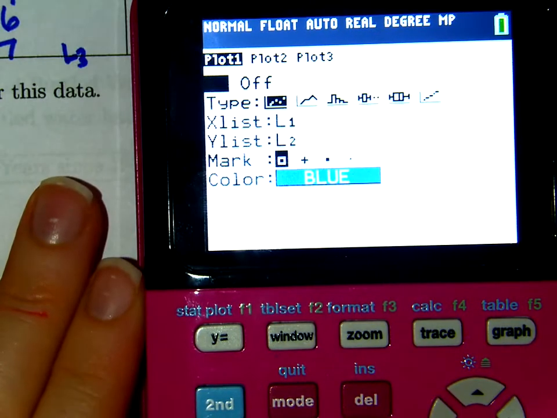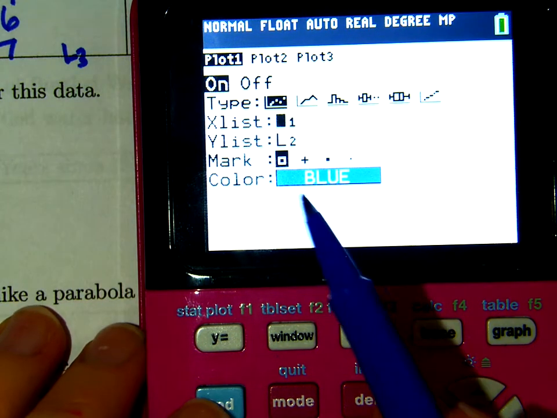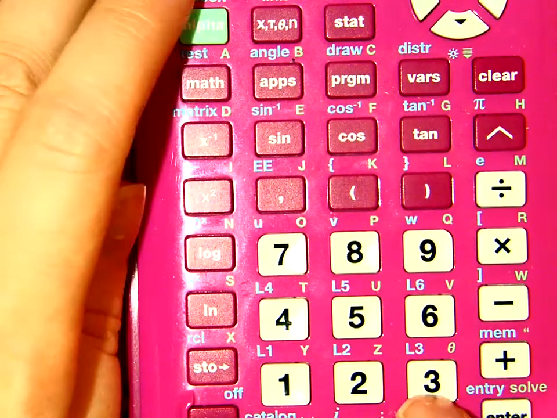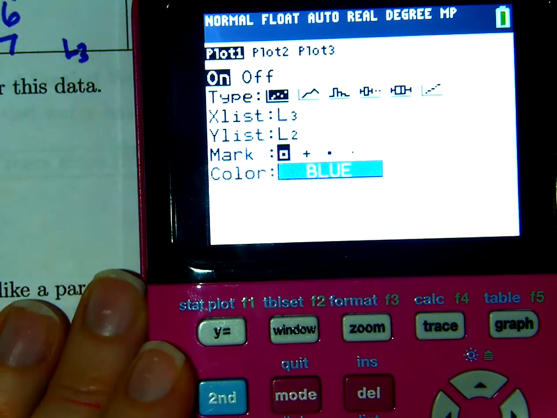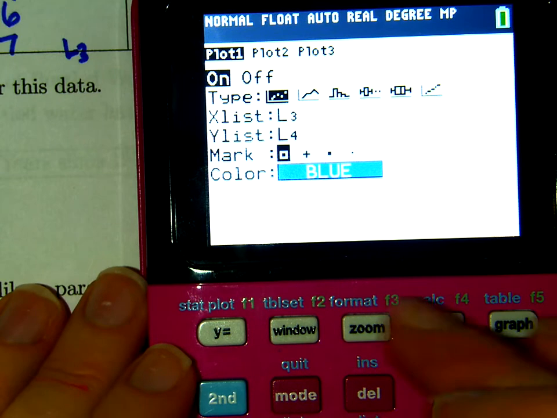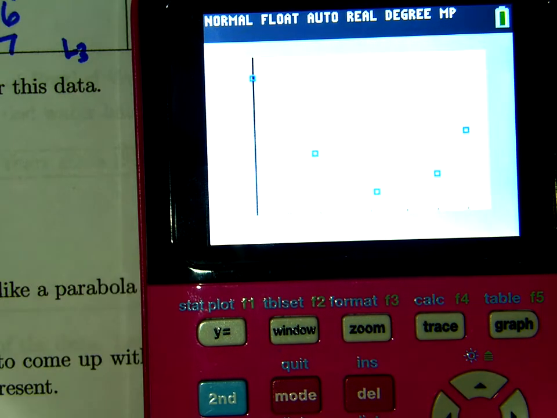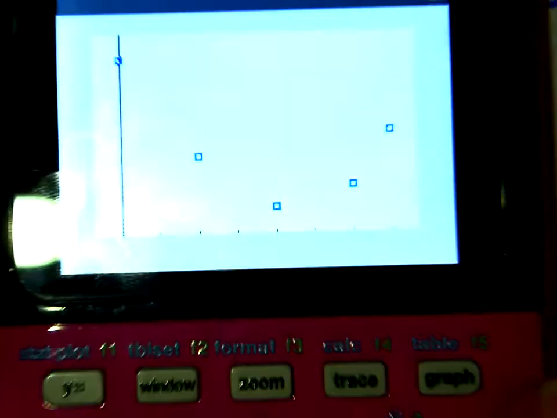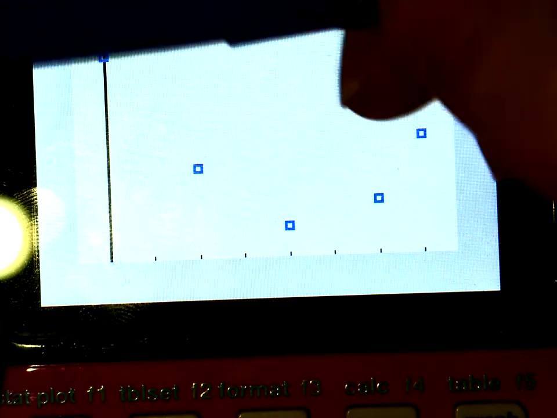We still want it on, but now instead of list 1 and list 2, we want list 3, which is second 3. So second 3, enter, and second 4 for list 4, enter, and now we go zoom statistics for number 9. We get this image.